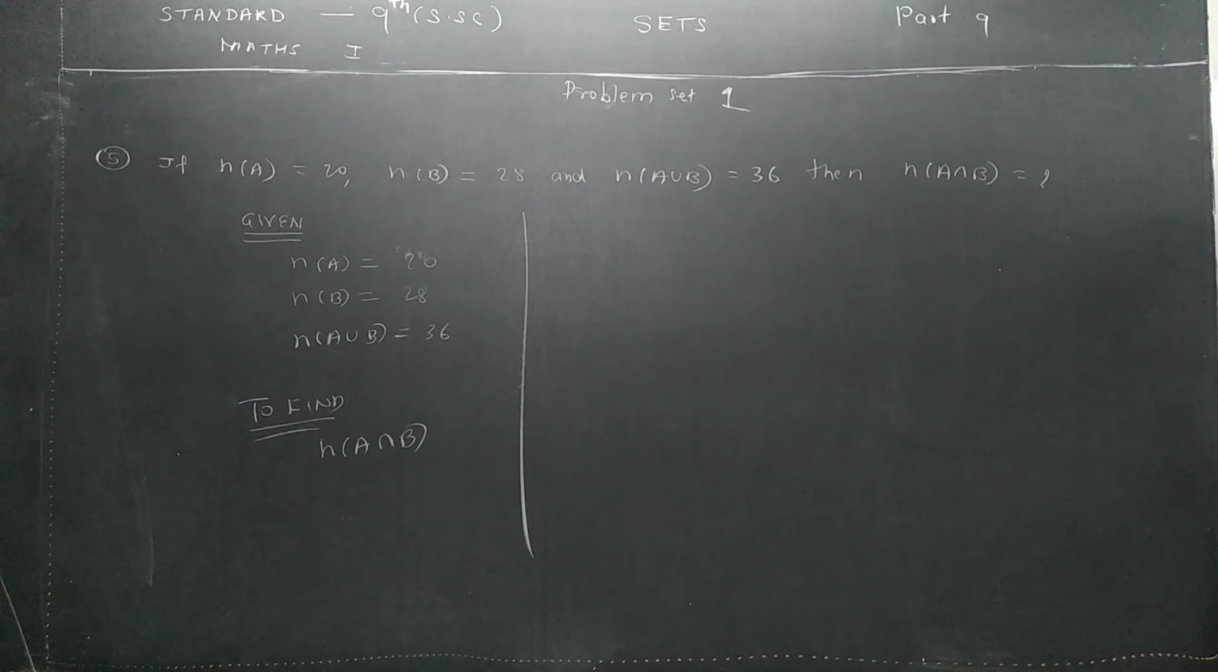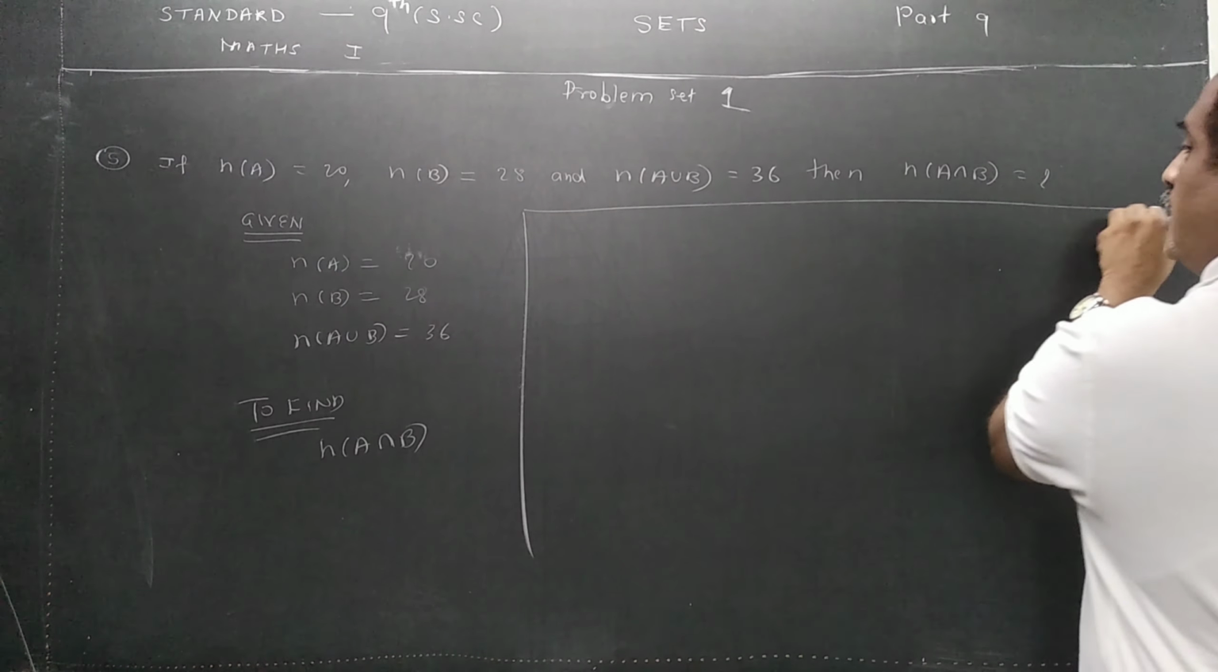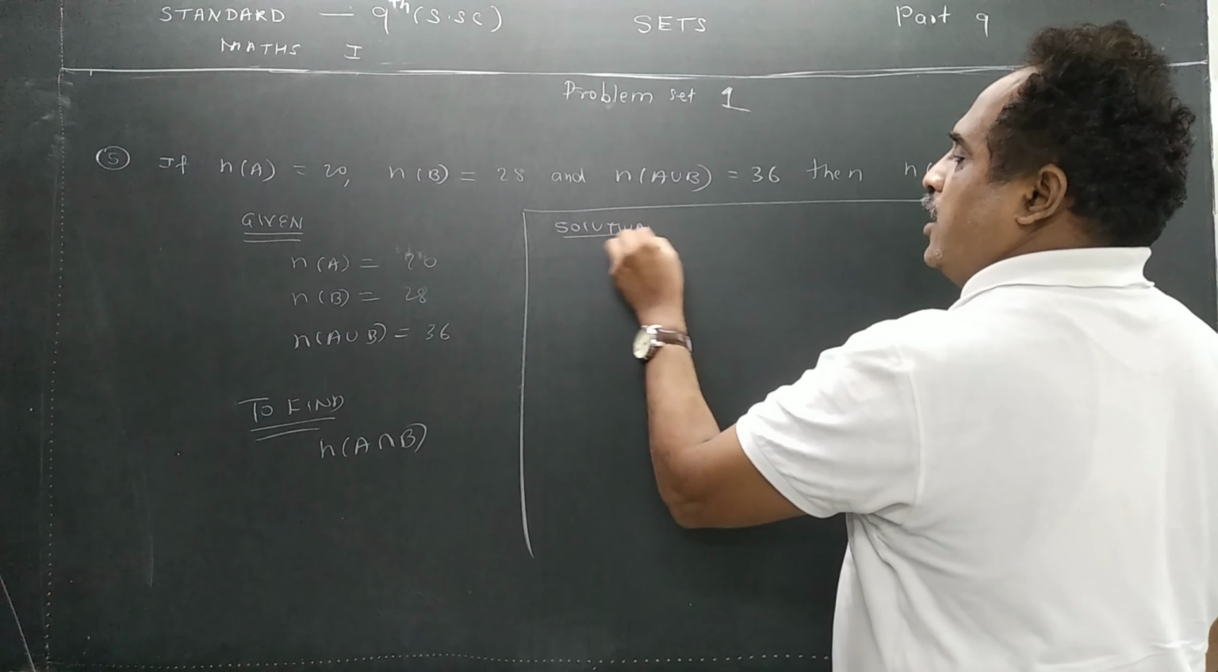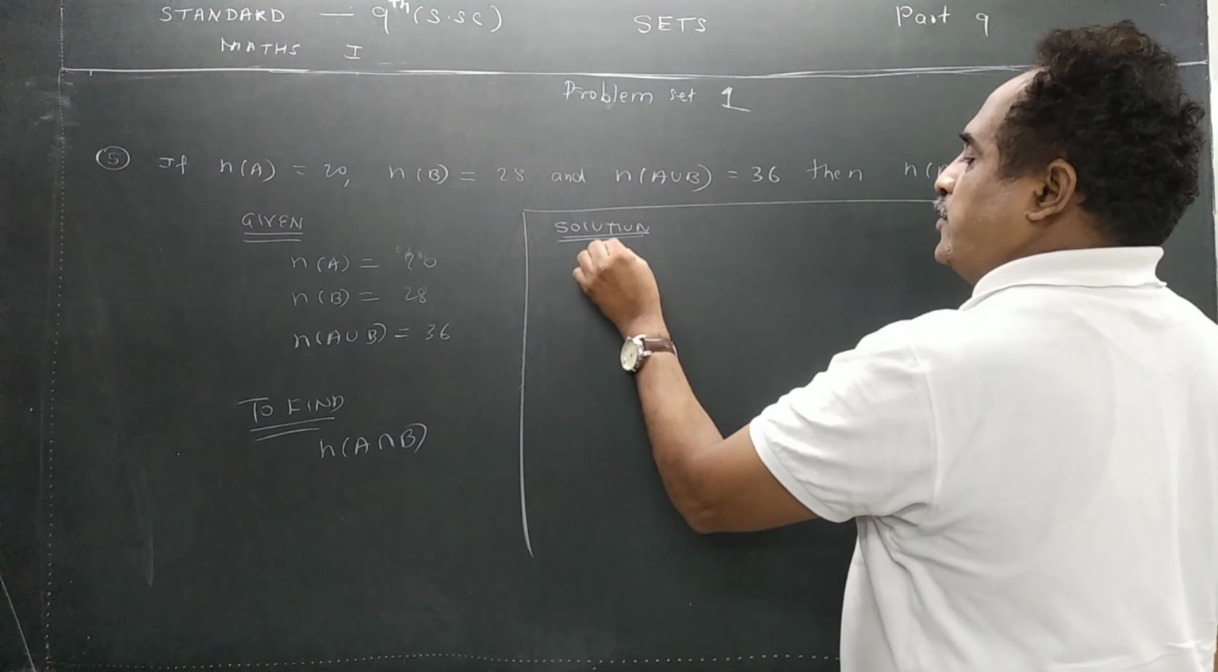क्वेश्चन देख के आपको आइडिया लग रहा होगा हाउ टू डू इट. इट्स वेरी इजी क्वेश्चन. सो सॉल्यूशन, हाउ वी आर गोइंग टू डू इट? व्हिच फॉर्मूला यू नो दैट?